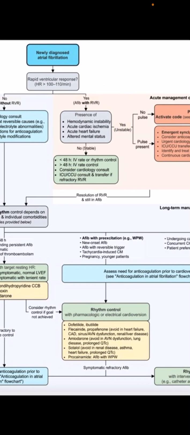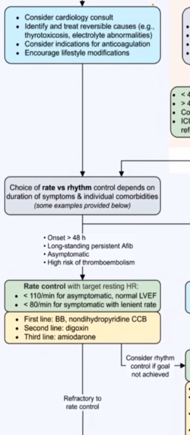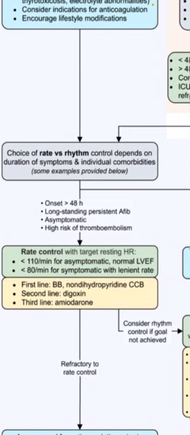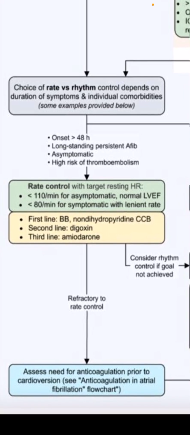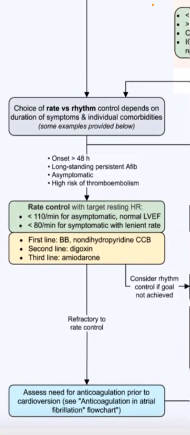So here are 3 examples. The first one: duration is more than 48 hours, long-standing persistent AFib, asymptomatic, high risk of thromboembolism, you go for rate control, and the target of resting HR will be less than 110 for asymptomatic patients with normal left ventricular ejection fraction and lower than 80 for symptomatic patients with strict rate control.